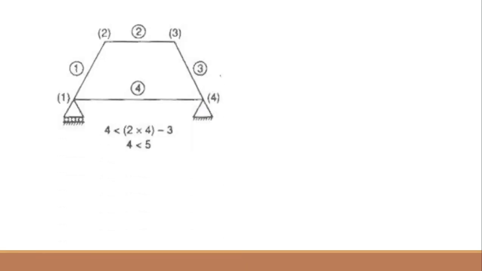See here, this is a truss. One member, two, three, four. So four members are there, joined by four points: 1, 2, 3, 4. So members are 4, joints are 4, and r is 3, so the equilibrium reactions are 3. When I put this in the equation, m should be less than 2j minus r, or 3. The number of members is 4, joints is 4, 2 into 4 is 8, 8 minus 3 is 5. So 4 is less than 5.